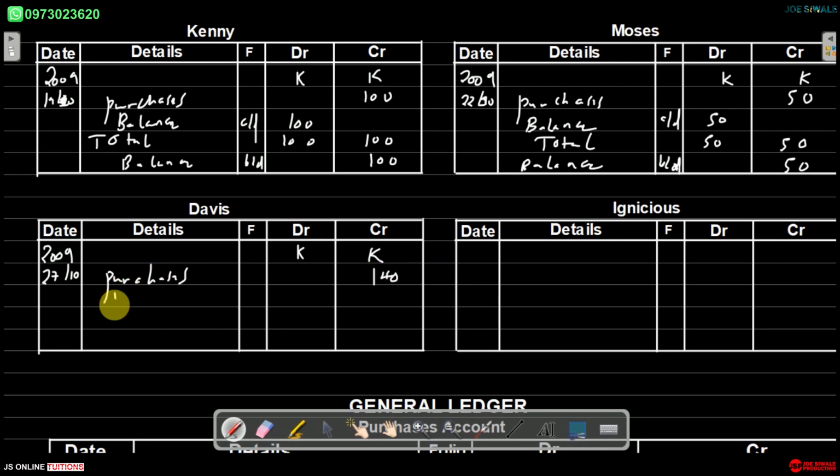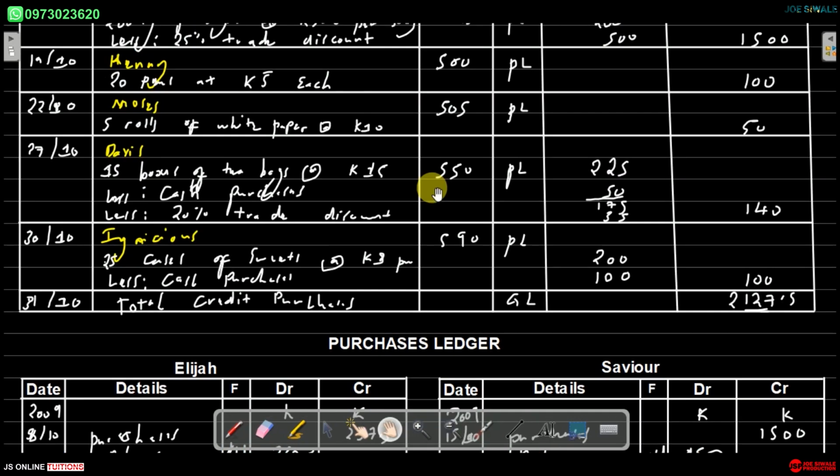So we can find our balance carried down, we can find our total, we can find our balance brought down. So we're going to have 140 on the debit side and 140 on the credit side. Then the balance carried down there is going to be shown on the debit side as 140. The balance brought down is going to be shown on the credit side as 140. So let us look at the other transaction.